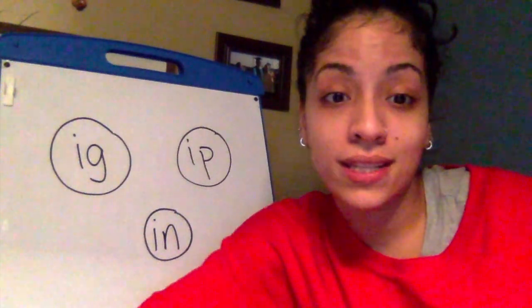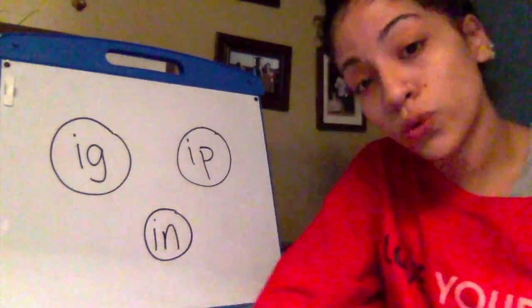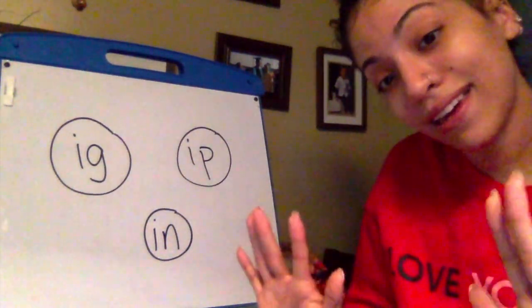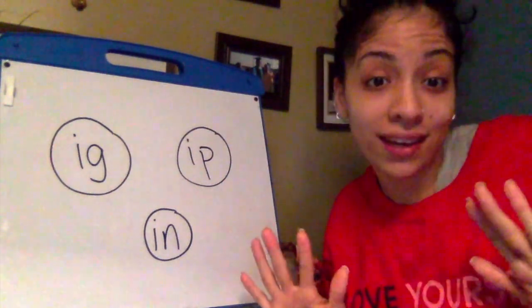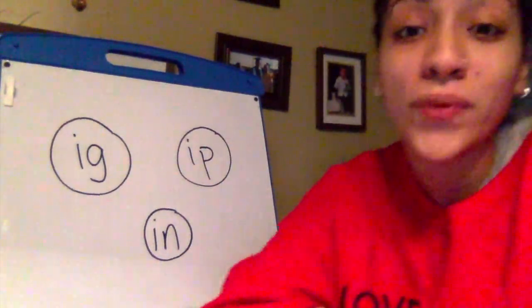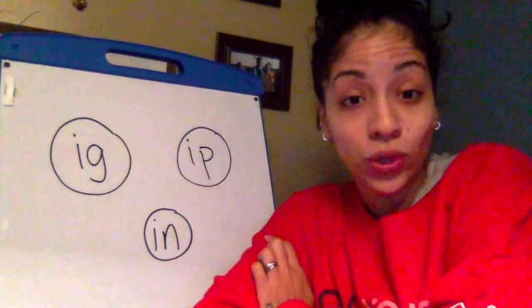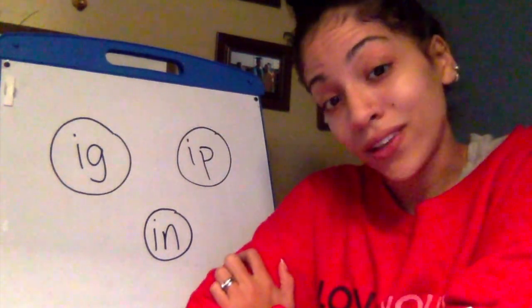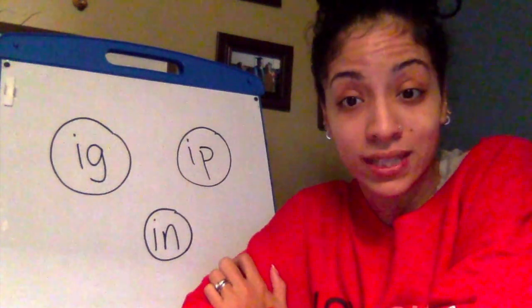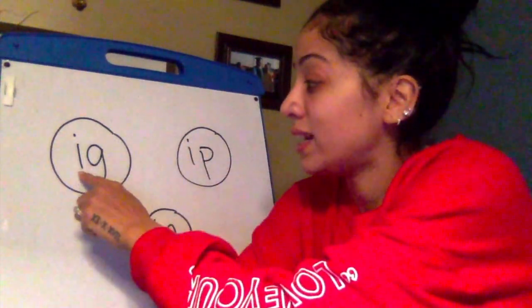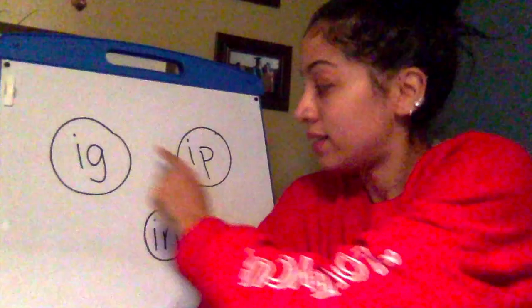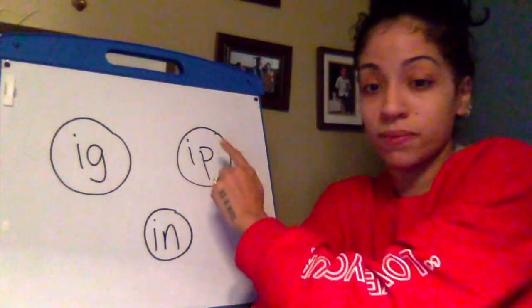So what sound does I make? Let's think about that short sound. Short I goes I, I, I. Remember that move? I, I, I. So, we have some things on the board here. Do you know the sounds? Can you put them together and think about the word families we're going to work with today? We have ig, ig. Ip, ip.